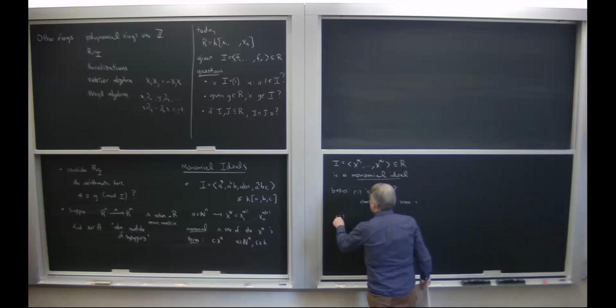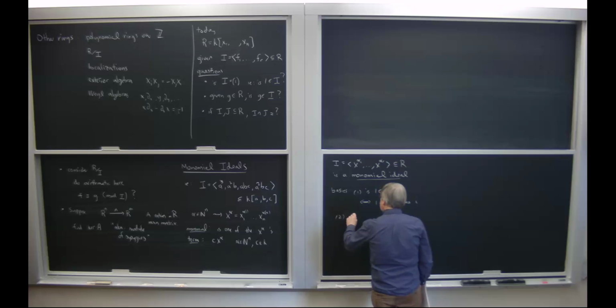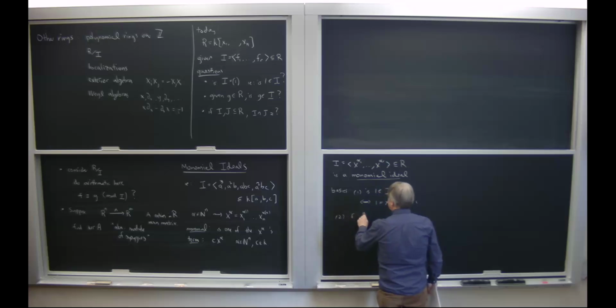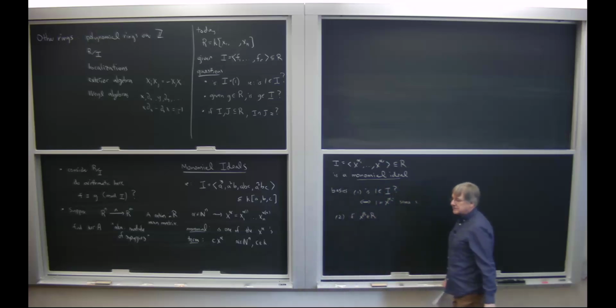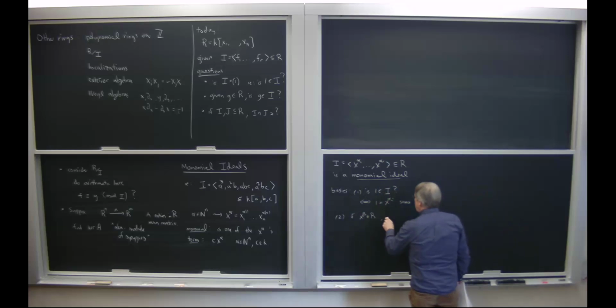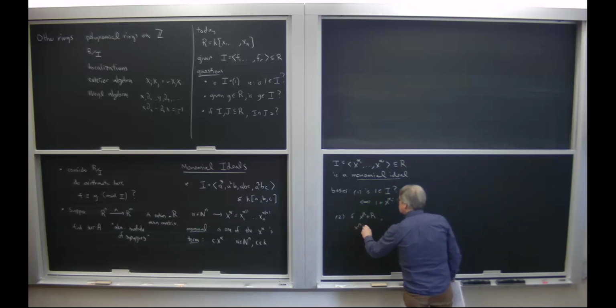How about if I'm given x^beta, a monomial in R? It's just a monomial. How do I tell if x^beta is in I?